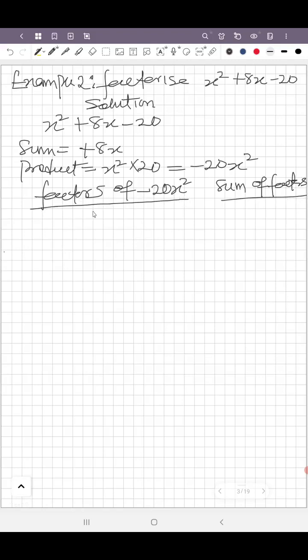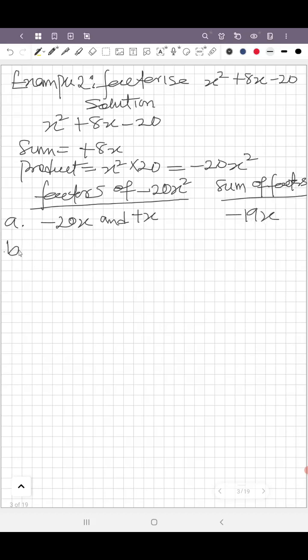Now, we need two factors of minus 20x² that, when you multiply them, will surely give you minus 20x², but when you sum them up, will give you plus 8x. For example, let's say the first pair is minus 20x and plus x. When you multiply these two, it gives you minus 20x², but when you add them together, it gives you minus 19x.